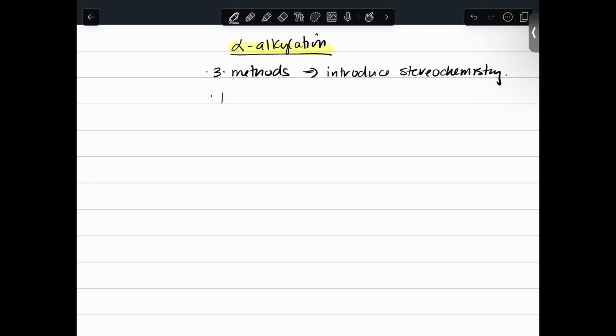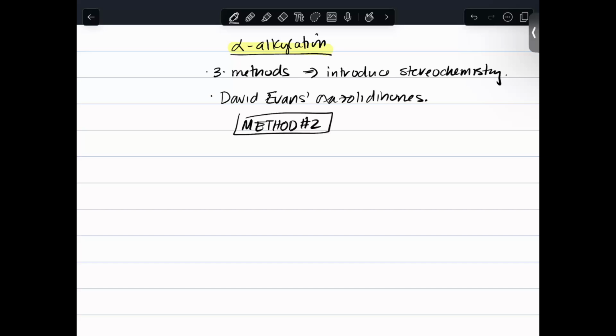And we talked about David Evans' oxazolidinones. And so what I'd like to do in this lecture is talk about method number 2, which is Andy Myers' pseudoephedrines.